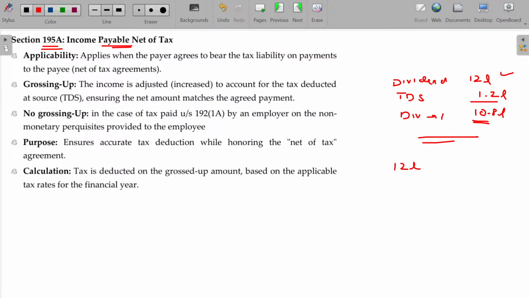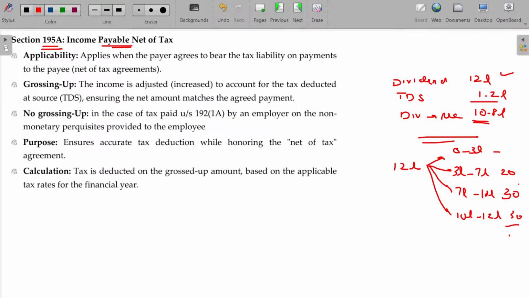But dividend received being only 10.8 lakhs. You have to calculate the tax on the gross income of 12 lakhs. Come on, tell me what's the tax here? Up to 3 lakhs, nil. 3 to 7 lakhs, 20,000. 7 lakhs to 10 lakhs, 10%, how much? 30,000. And 10 lakhs to 12 lakhs, 15%, 30,000. So 80,000 is the amount payable, and add the health and education cess.